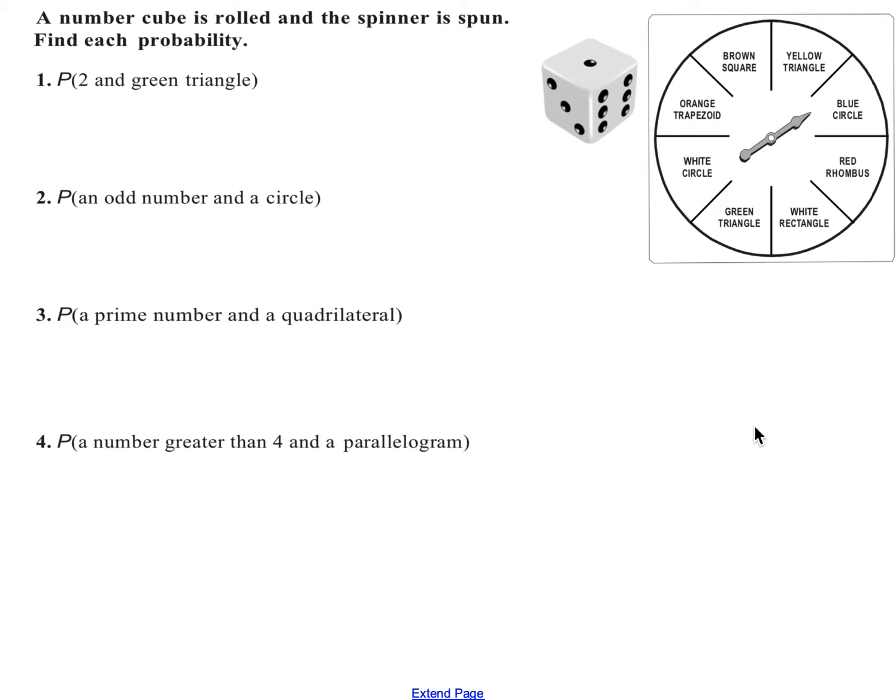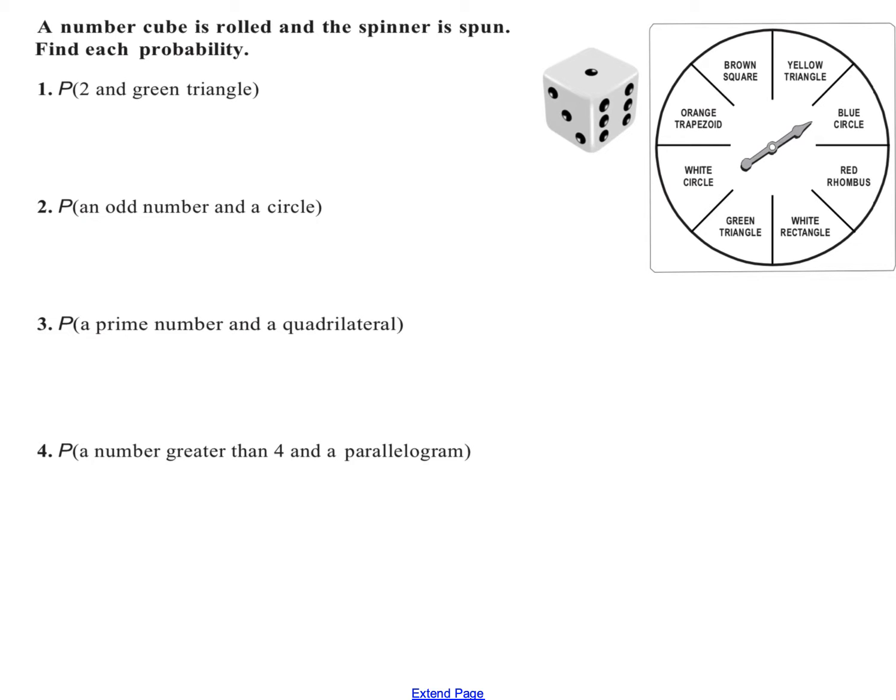If you just watch the video, that will be helpful, but nowhere near as helpful as if you do the problems yourself first. Okay, a number cube is rolled and the spinner is spun. Find each probability. First, probability of 2 and a green triangle. Okay, probability of 2, there is 1 two on the number cube out of the 6 numbers on the number cube. And the green triangle, it happens once out of the 8 sections on the spinner. This gives us a probability of 1 out of 48.